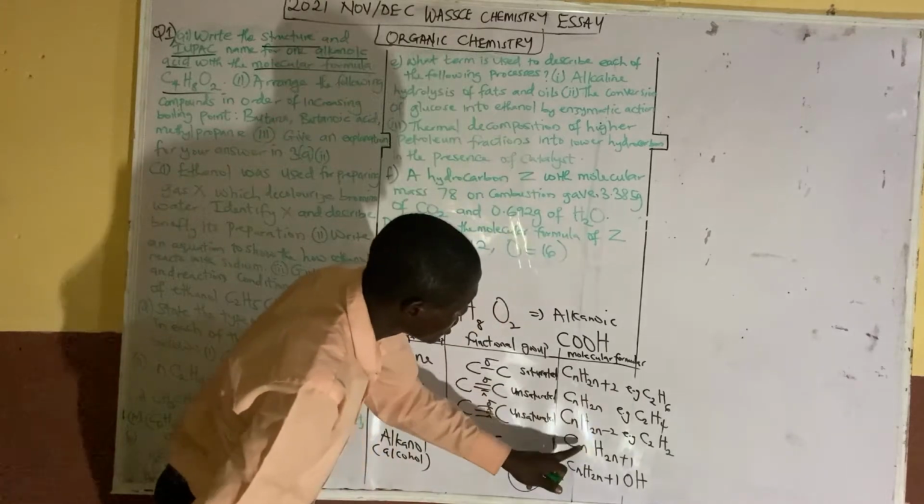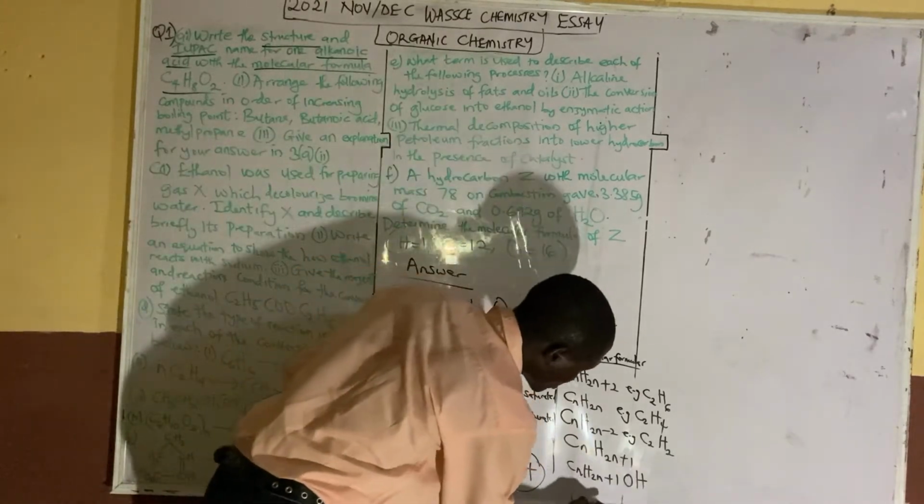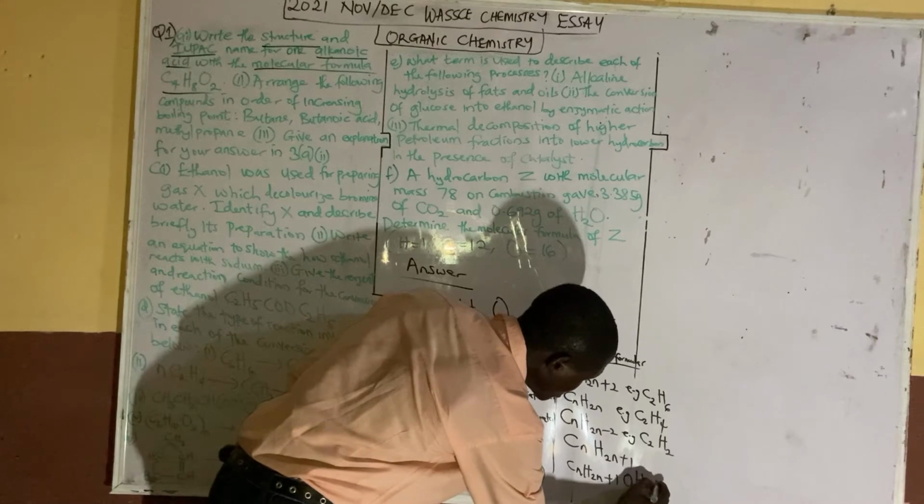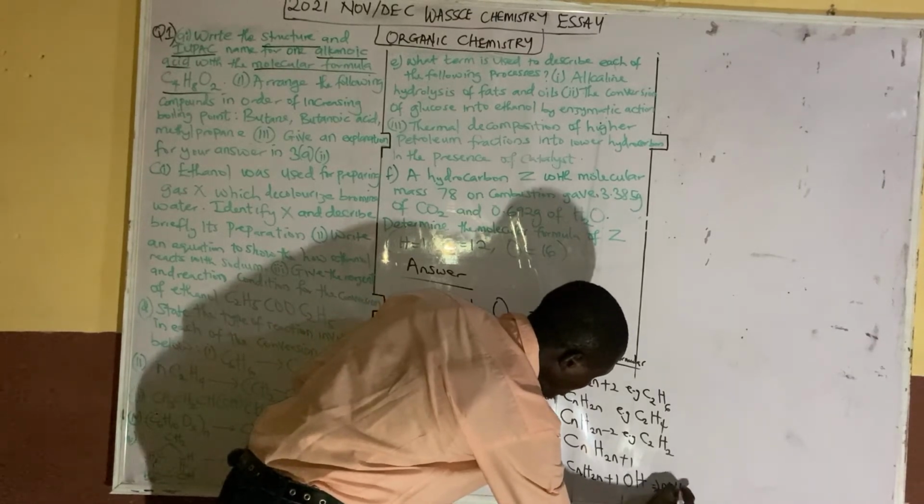Now this CnH2n plus 1 can be represented as R as well. You can write it as ROH, that is the alkanol group.